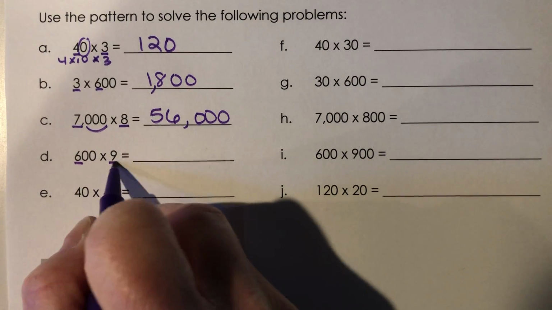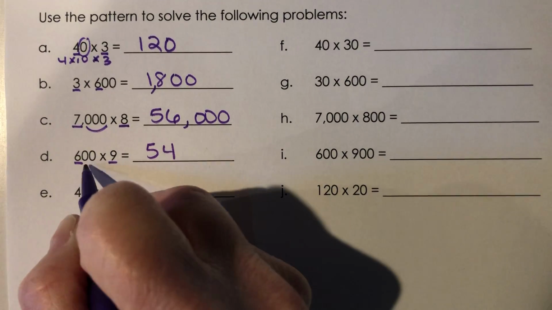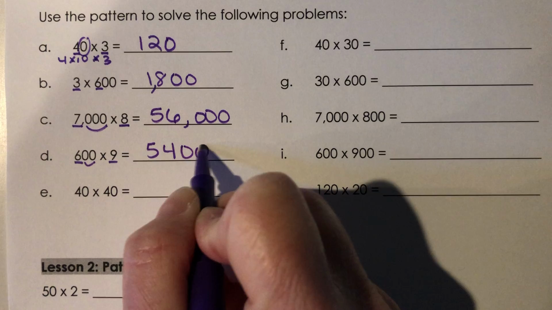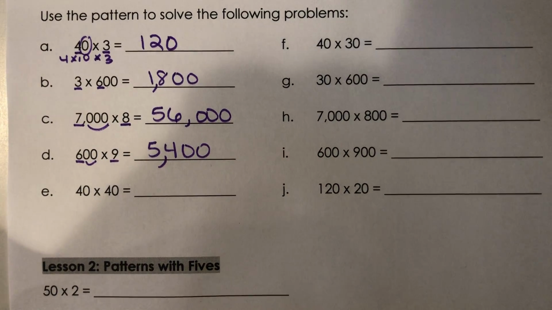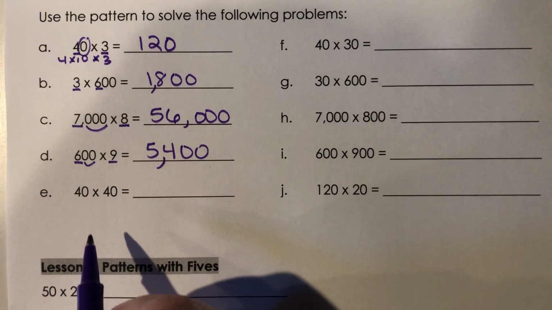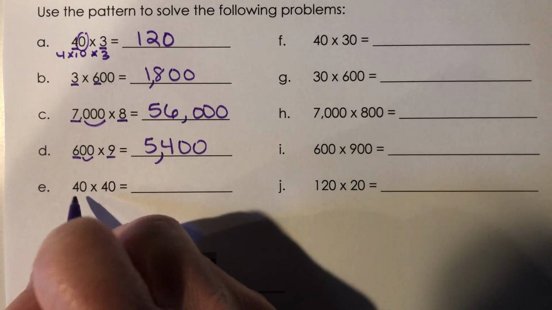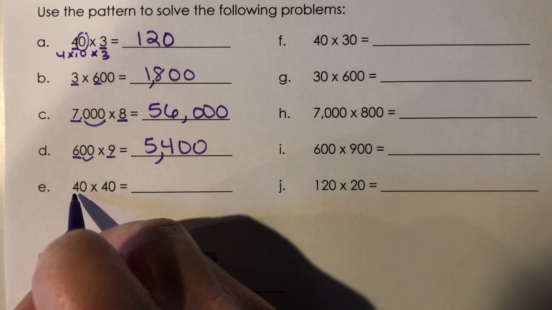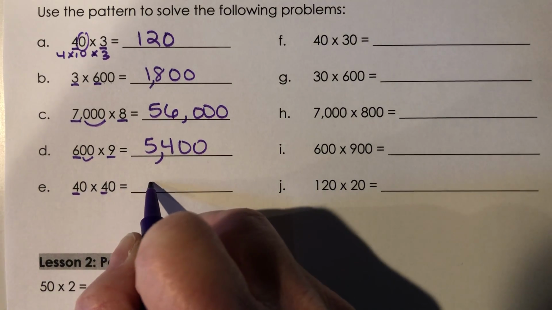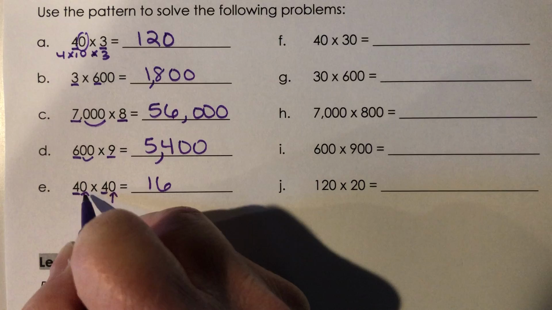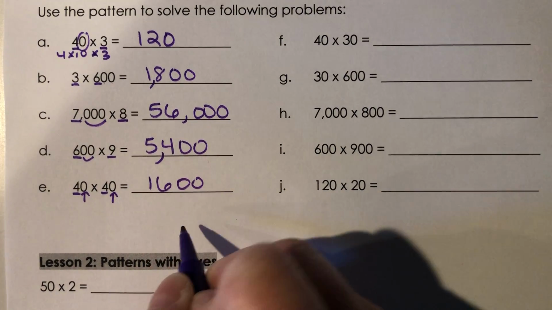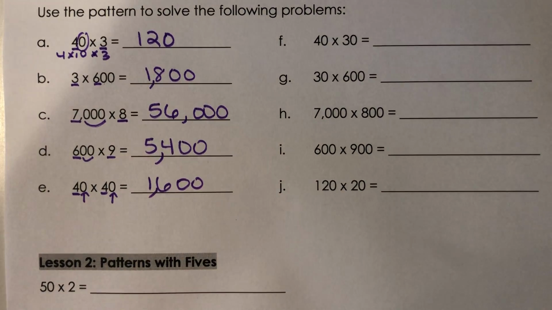All right, so 6 times 9 is 54, and then there are 2 zeros, so I put my 2 zeros, and I'm going to add in my comma, 1, 2, 3, 5,400. All right, same thing, press pause, try it. Press play when you're done. Okay, welcome back. 4 times 4 is 16, and with this one, I see 2 zeros. So we would put 2 zeros, 1,600.